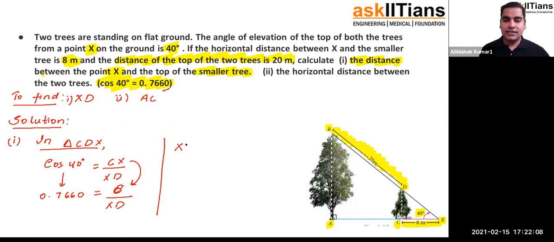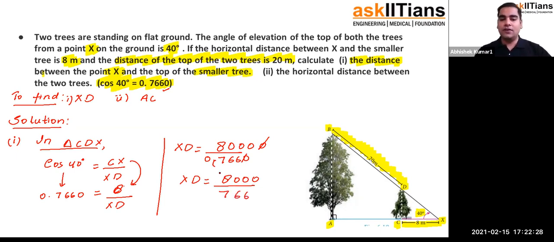So XD is going to be 8 over 0.7660. I can remove this decimal, so I will have 4 zeros in the numerator; this and this will get cancelled. So XD is equal to 8,000 upon 766. You all are requested to quickly solve it and let me know what you get if you divide 8,000 by 766. The answer will be very close to 10, of course.